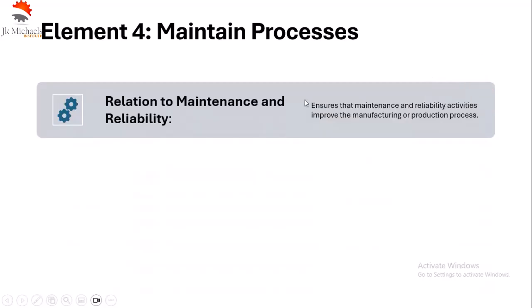But first of all, we want to ensure that maintenance and reliability activities should improve the manufacturing or the production process. When we carry out maintenance and reliability activity, including management of change and the implementation of change, preventive maintenance, corrective maintenance, process improvement, whatever we do should improve, not reduce, the effectiveness of the manufacturing and production processes.